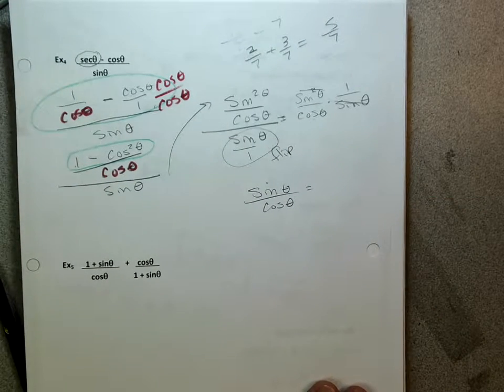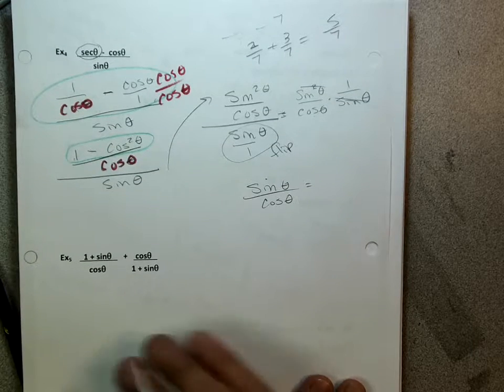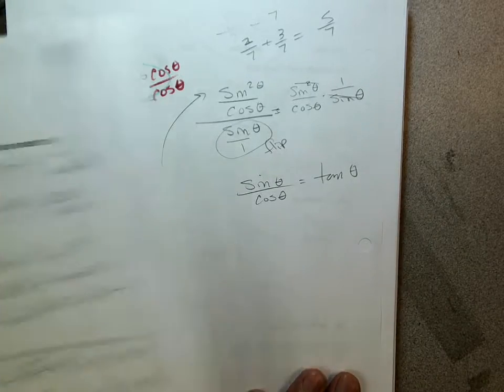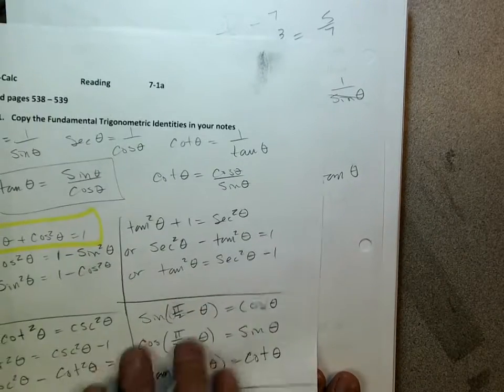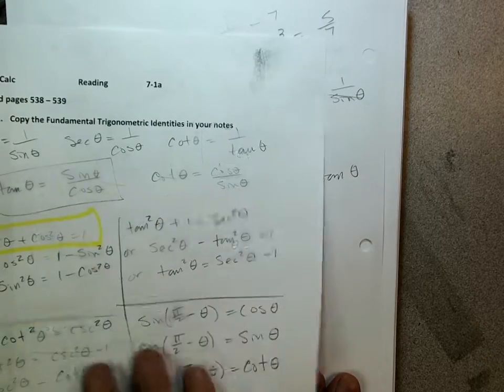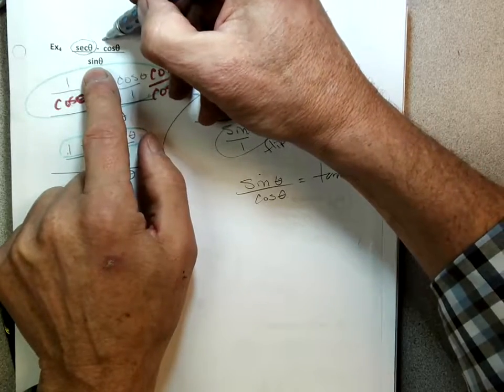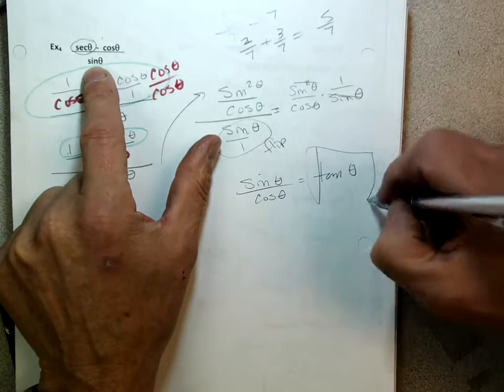Let's call it a tangent of theta. Again, look at your identity sheet. What is sine over cosine? Sine over cosine is tangent, right? So this original statement simplified all the way down to a tangent.